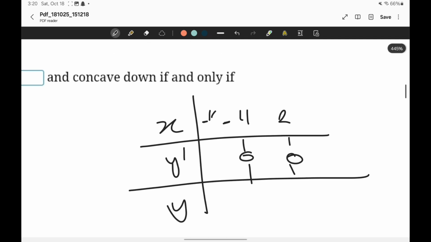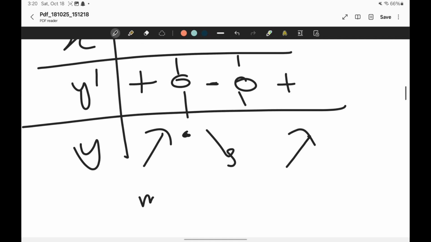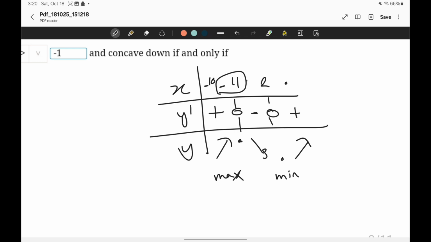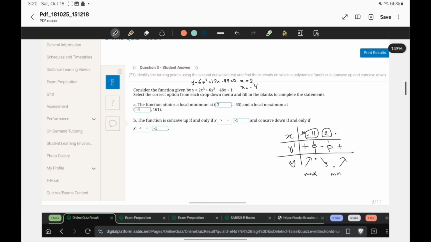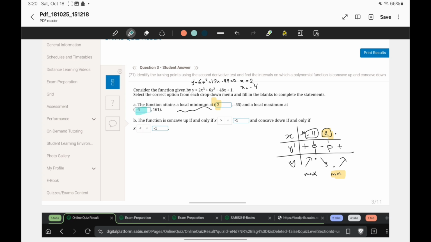We'll test minus 10, put it in the derivative, you get a positive number. Here you get negative, and here you get positive. So it's going up, then down, then up. So that means that this point here is a maximum, and this point here is a minimum. It's a maximum at minus 4, and the minimum at 2. So here it's minimum at, we said it was at 2. This is the minimum, and it's a maximum at minus 4.